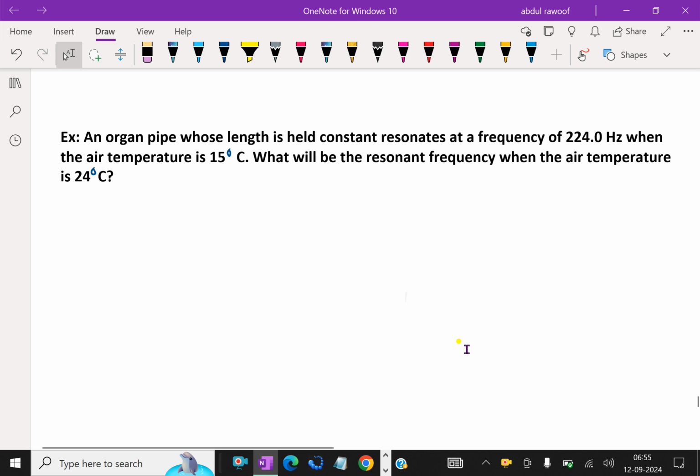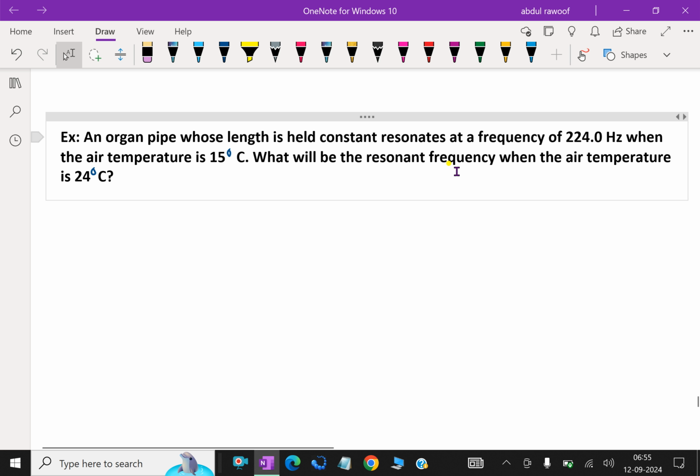Look at this example. An argon pipe whose length is held constant resonates at a frequency of 224 Hz when the air temperature is 15 degrees Celsius. What will be the resonant frequency when the air temperature is 24 degrees Celsius? Here, two different temperatures are given. Regarding that, the frequency is changing. We have to find the frequency.